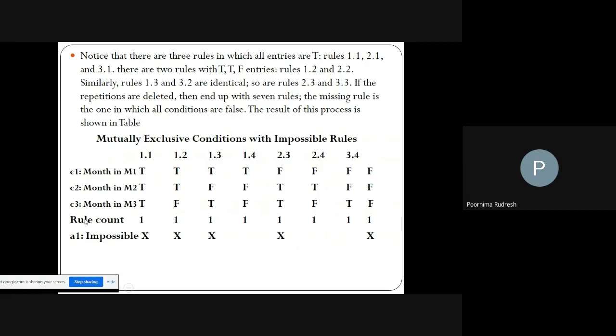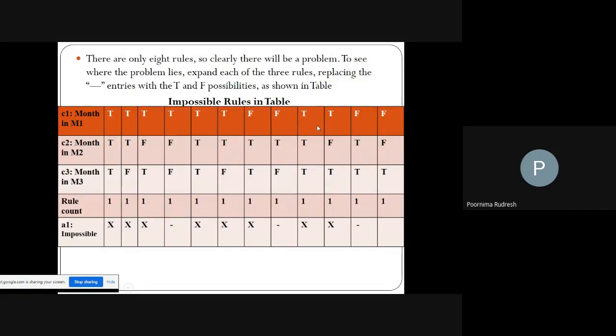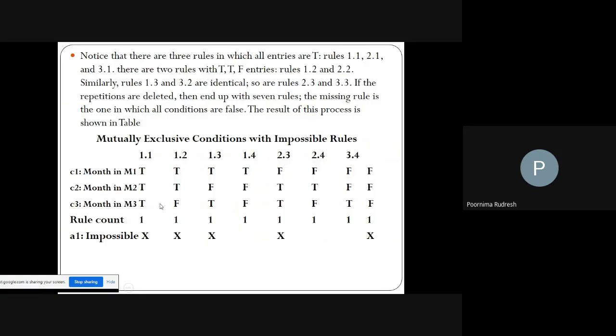Right. So the first one is month in M1 true, one is true, other true, it is not possible, so it is impossible, like that. So like this we already represented, right? The same thing here we are considering, but those are represented as the rules 1.1, 1.3, 1.3, 1.4, 2.3, like that, etc. Okay, so you see the inputs to all the conditions and see the output.